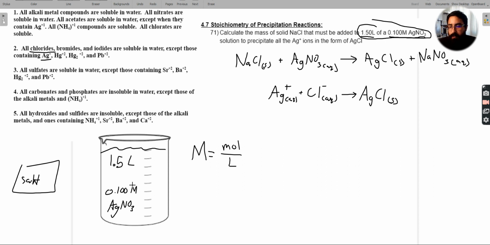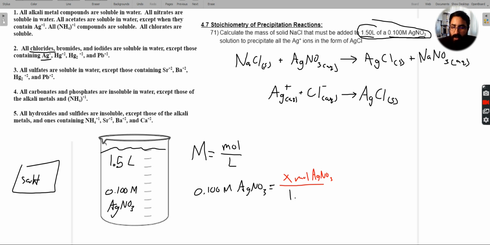So what we're going to do is figure out how many moles we have. So remember this formula, big M, so 0.100 molar AgNO3 is equal to, well, we don't know the amount of moles, so we're just going to say X moles of AgNO3.